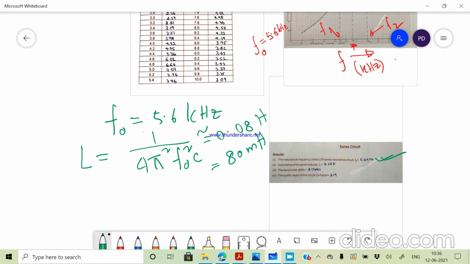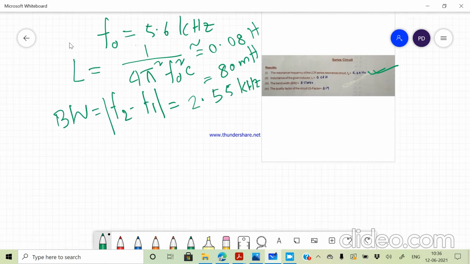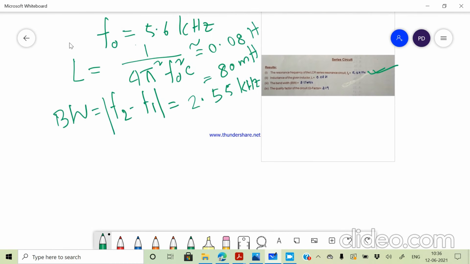Then the third one is your bandwidth. Bandwidth is equal to the modulus of F2 minus F1, and you can take the difference between the two. Roughly, it is going to give you 5.55 kilohertz. That's the third quantity. One more quantity is your quality factor. Quality factor is defined as F0 over F2 minus F1. If you plug in the values, it's going to give you 2.19.